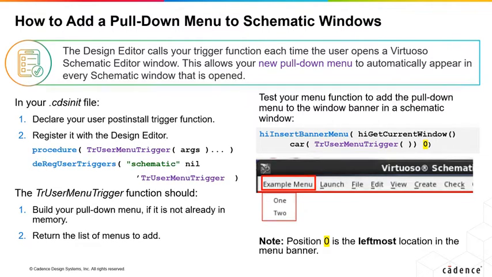And you can test your menu function before you put it into the trigger by just executing the HI insert banner menu, window ID, the TR user menu trigger function that you just defined, and then the position 0 would be the leftmost. So again, you could test it beforehand, know that it will look as you intend it to, and then you can go through the following approach that we'll look at on the next slides.